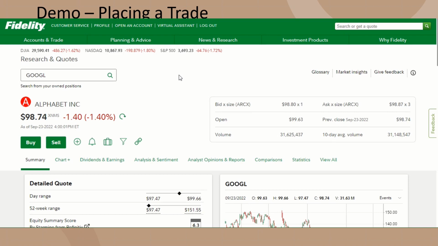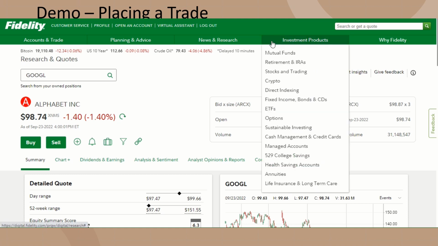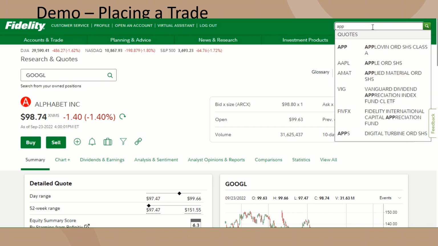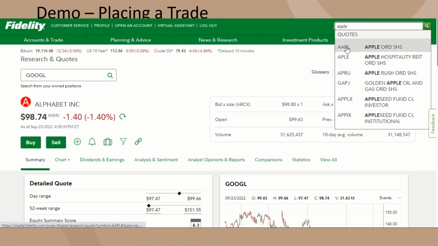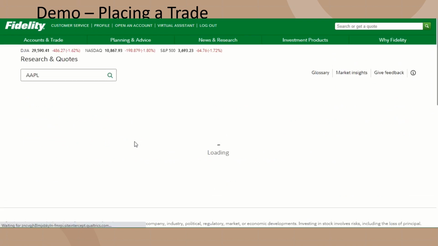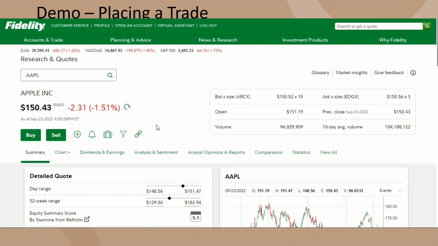Once your brokerage account is set up, you can log into the brokerage account using your user ID and the password. Here you see that I have logged into my Fidelity account, and on top you see the search or get a quote option here. Here you can enter the company name, or if you know the ticker symbol, you can enter it. In the case of Apple, let's say you don't know the company name, you just type Apple and you will see the Apple ticker symbol here. Click on that and it brings the stock price and various details of Apple.